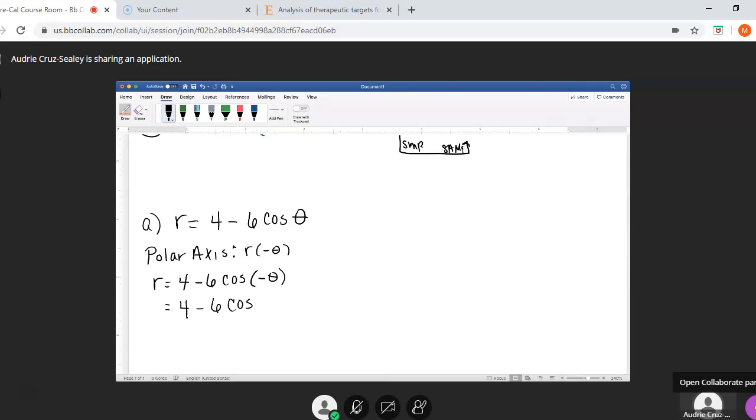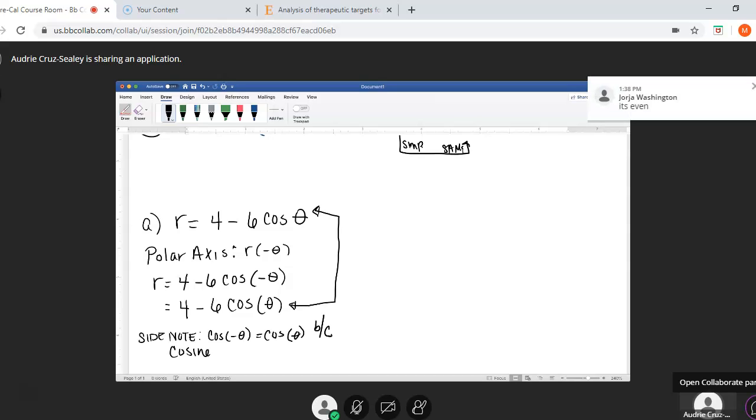How come I can just switch this back to cosine of theta? Anybody? Thank you, Georgia.